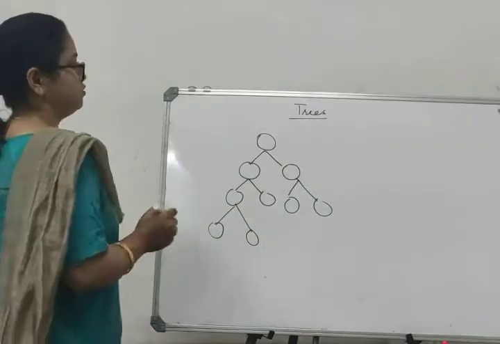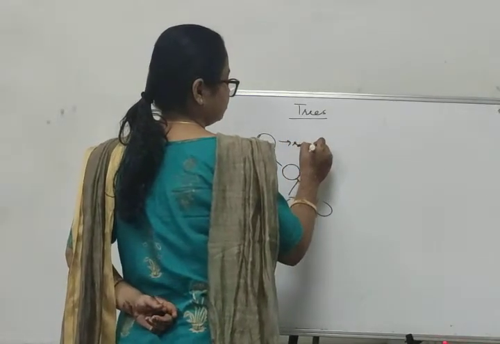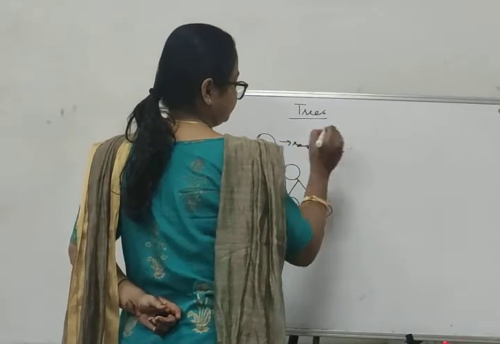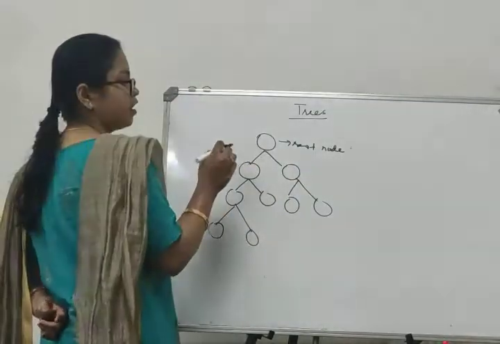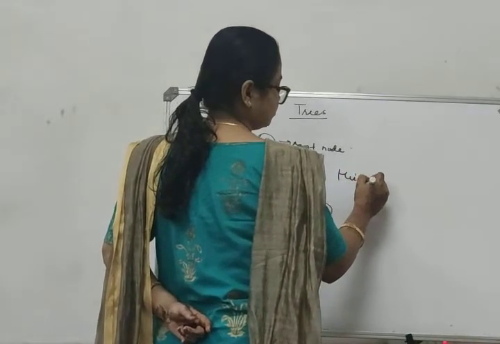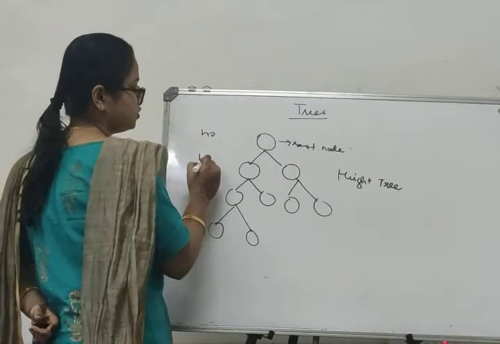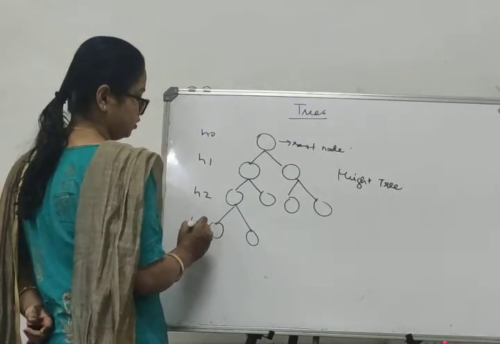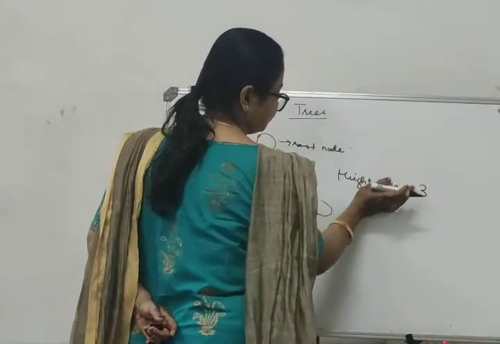Suppose this is a sample tree. So this is the root node. This is the left subtree, this is the right subtree. And what is the height of the tree? h0, h1, h2, h3. So the height of the tree is 3.